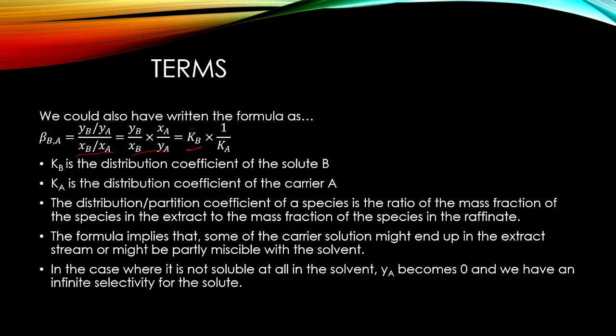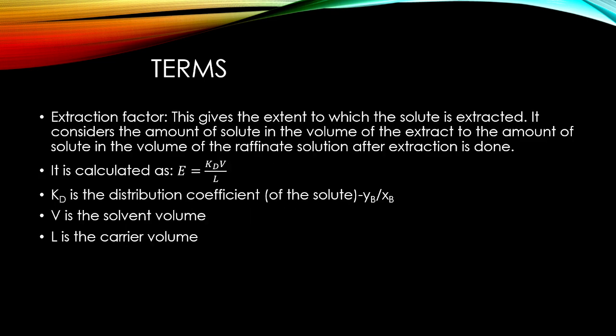If YA becomes 0 in the formula over here, then we have YB over XB times XA over 0, which is giving us something approaching infinity. So we are going to have an infinite selectivity. What this means is that the solvent we are working with is going to end up dissolving just the solute. It's not going to affect the carrier at all. So the selectivity with respect to the solute over the solvent being infinite means that it's going to dissolve just the solute and wouldn't affect the carrier at all.